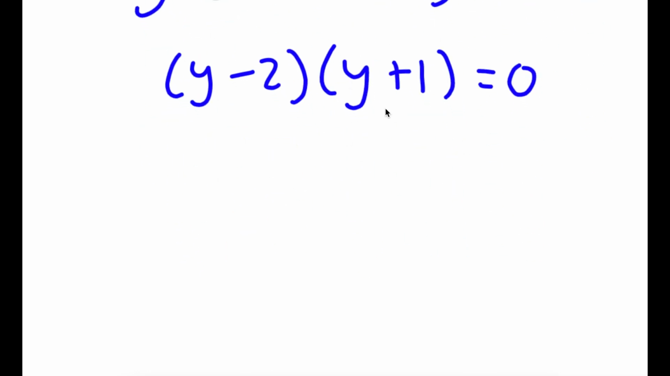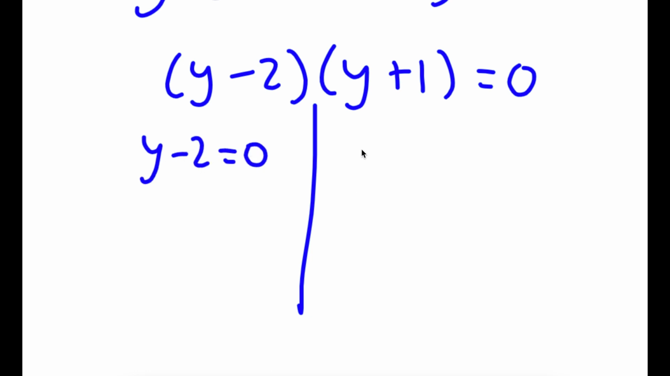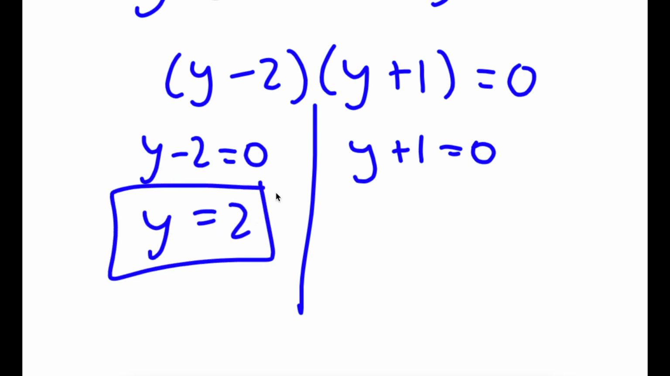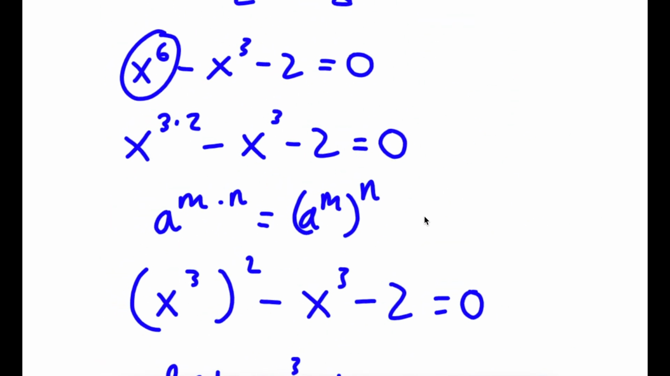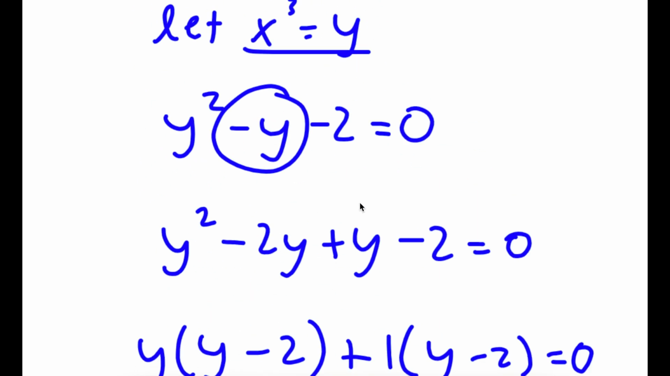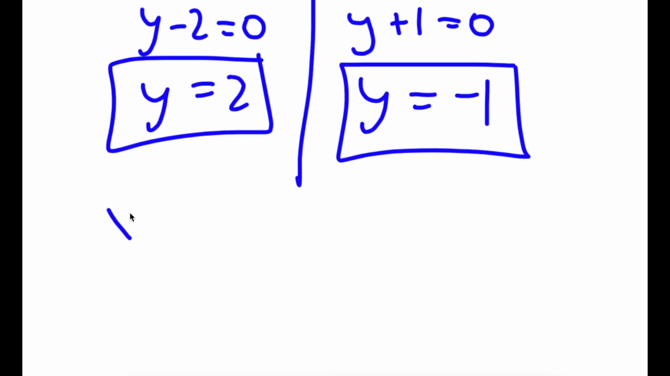So now this gives me two equations. I have y minus 2 is equal to 0, and I have y plus 1 is equal to 0. So for y minus 2 equals 0, y is obviously equal to 2. And for y plus 1 equals 0, y is equal to negative 1. So now remember how we let x to the power of 3 equal to y. So if x to the power of 3 is equal to y, and we have two solutions of y, we have y equals 2 and y equals negative 1.